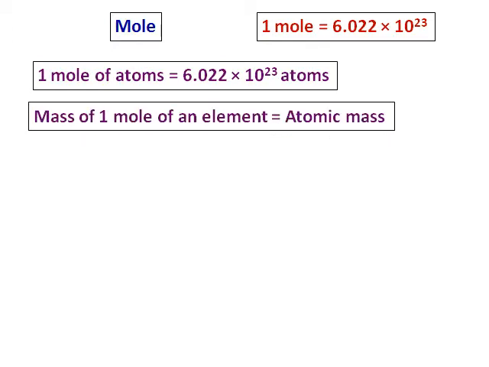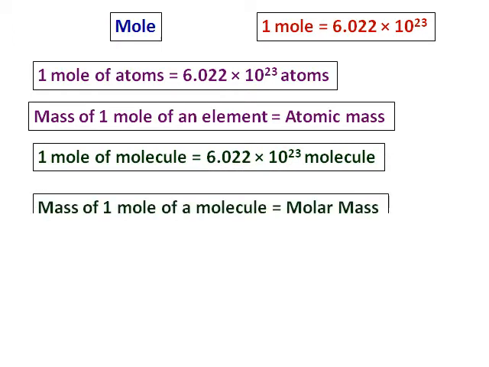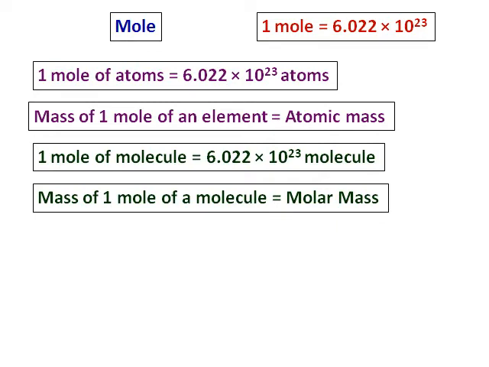And you should also know that the mass of 1 mole of an element is its atomic mass. And 1 mole of a molecule means it will have 6.022 × 10^23 molecules. And the mass of 1 mole of a molecule is the molar mass. So remember these two facts: 1 mole of an element's mass is atomic mass, and 1 mole of a molecule's mass is molar mass.